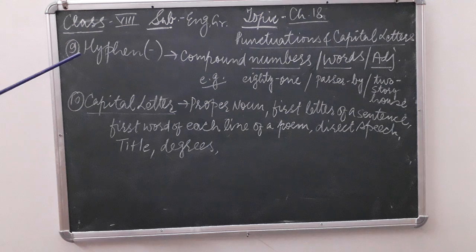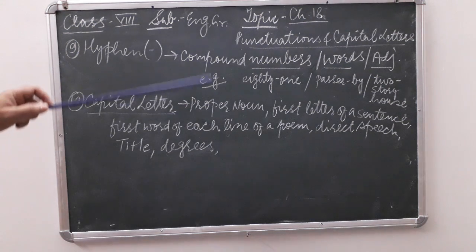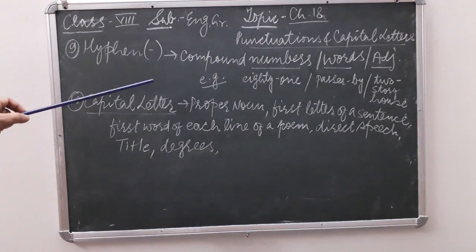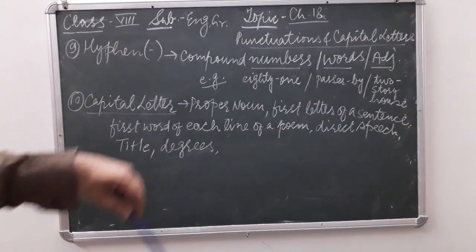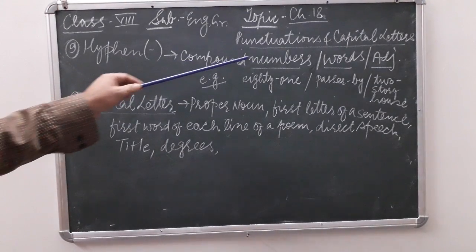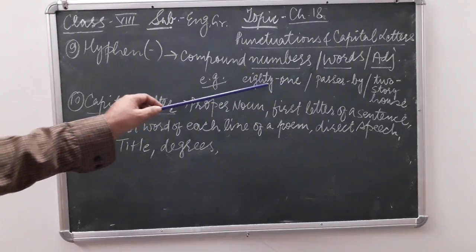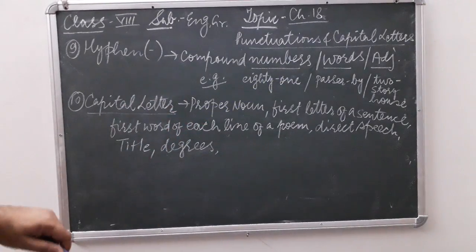Let's continue, children. Next is the hyphen. Hyphen is a small dash, very small. It is used to denote compound numbers. Compound numbers means when two numbers are used together. For example, eighty-one. There is a hyphen between eighty and one here.